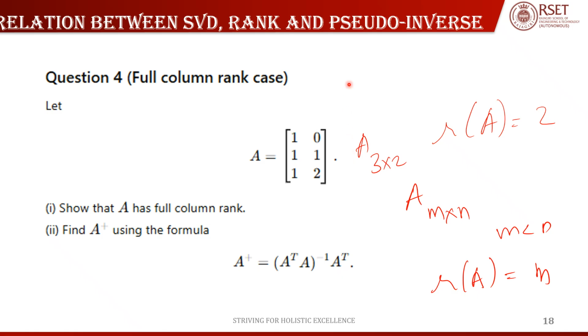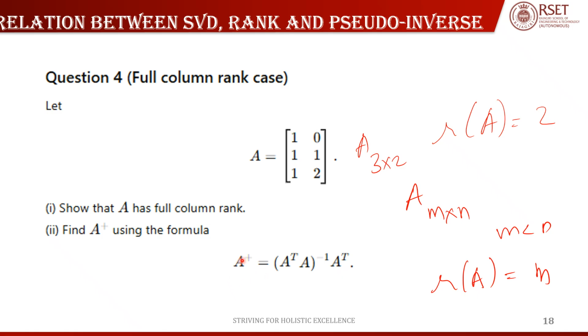It's easy when we are finding the singular values, and we'll see what the rank comes out to be, and then we'll find the pseudo inverse. And if the column rank is full, if the rank of A is equal to the number of columns, then what happens is, to get the pseudo inverse, you need not do the whole procedure.